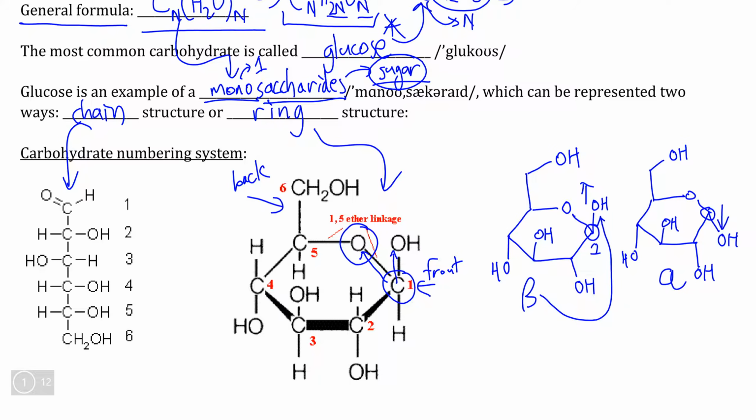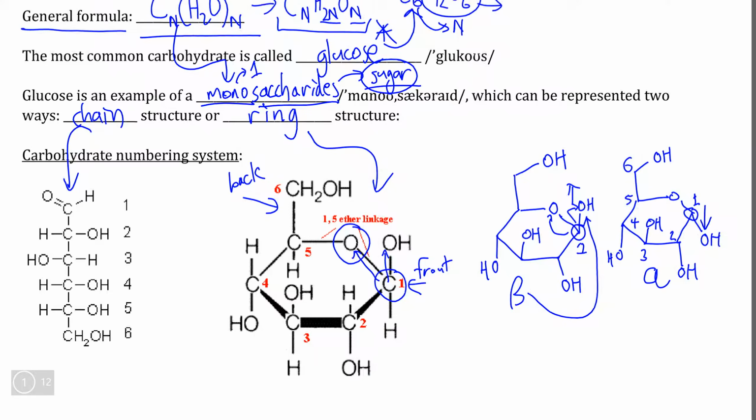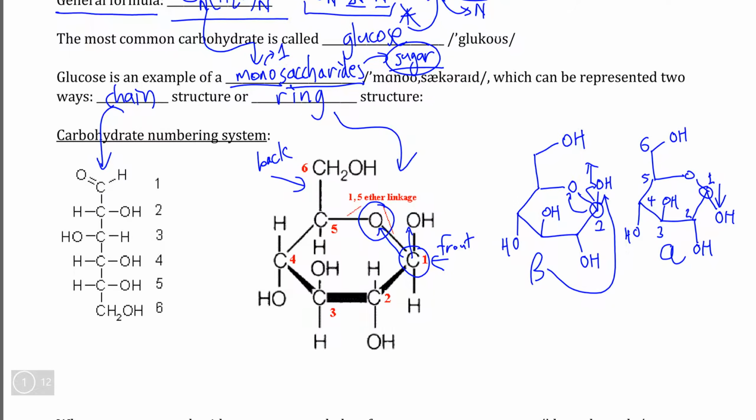So identifying carbon 1 based on the one that's bonded to 2 oxygens is the easy way to identify where carbon 1 is, and then we would just count out the other carbon numbers in sequential order. So after 1 is 2, after 2 is 3, after 3 is 4, after 4 is 5, and finally at the back end of the molecule is carbon 6.